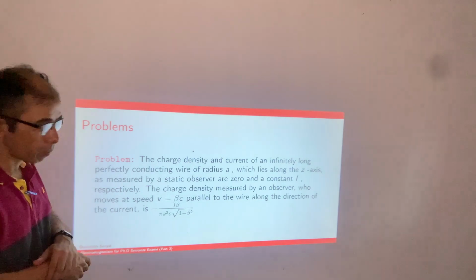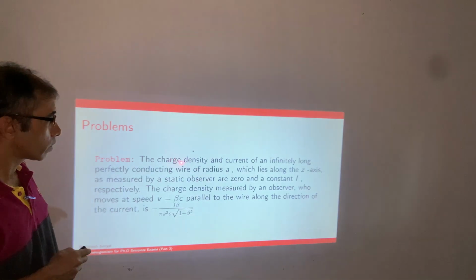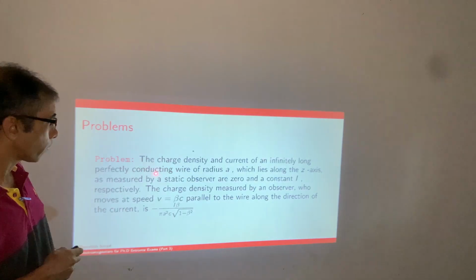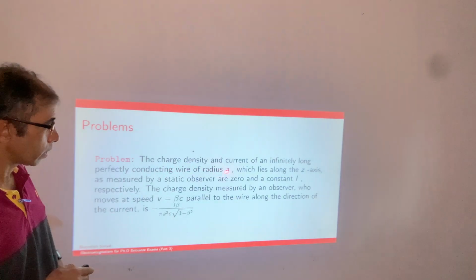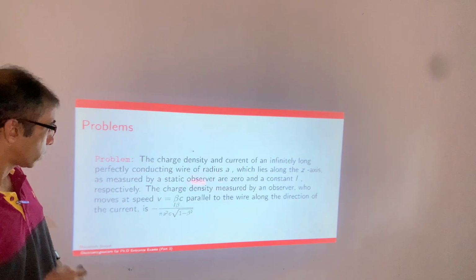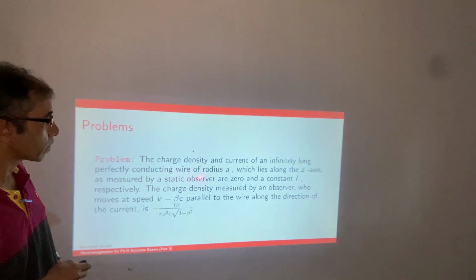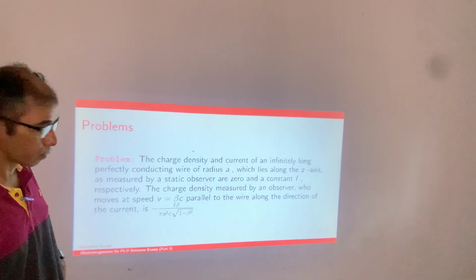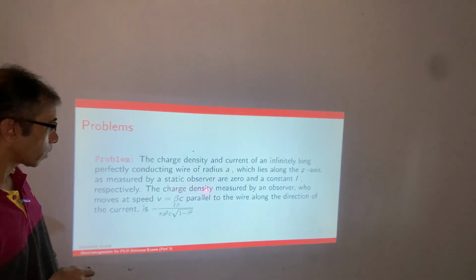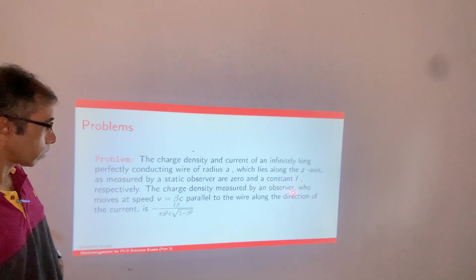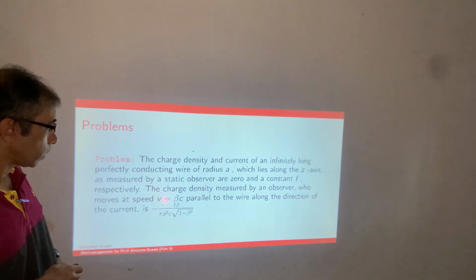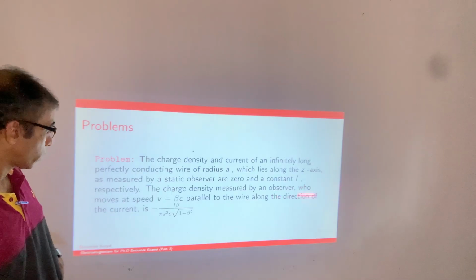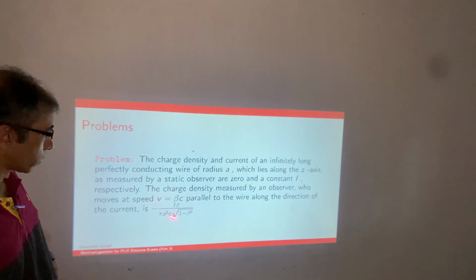Now go to the next problem. The charge density and current of an infinitely long perfectly conducting wire of radius a, which lies along the z-axis, as measured by a static observer, are 0 and a constant I. The charge density measured by an observer who moves at a speed v equal to beta c, parallel to the wire along the direction of the current, is this.